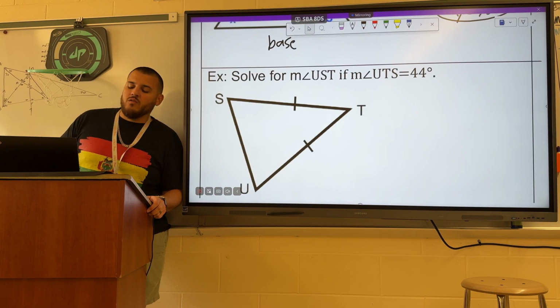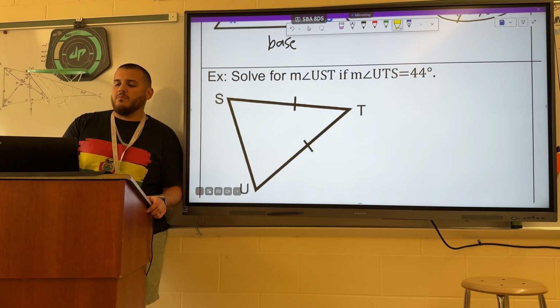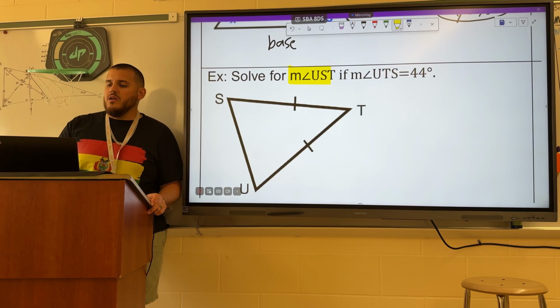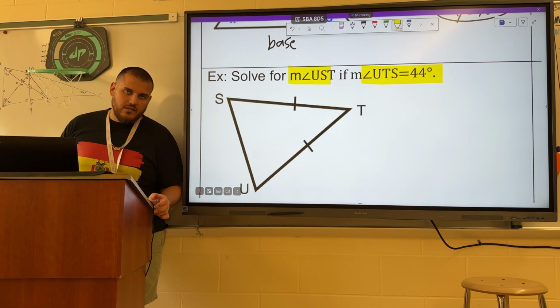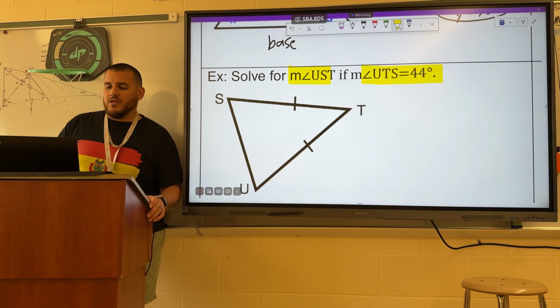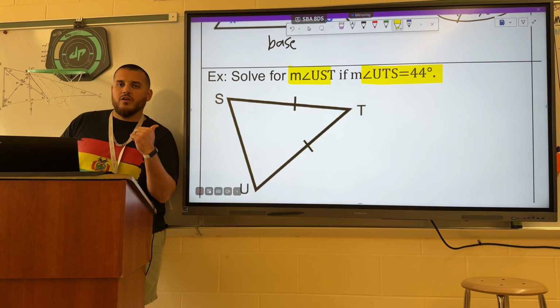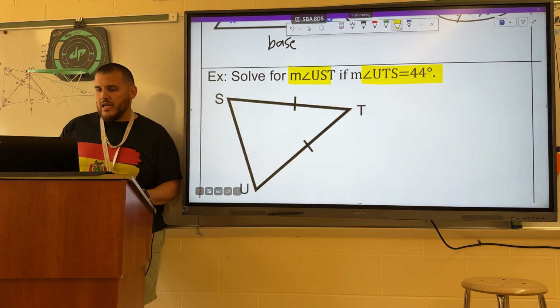This example is going to cause us to review a little bit of naming angles and identifying angles. We've got to find the measure of angle UST if the measure of angle UTS is 44 degrees. So let's find that 44 degrees first for angle UTS.